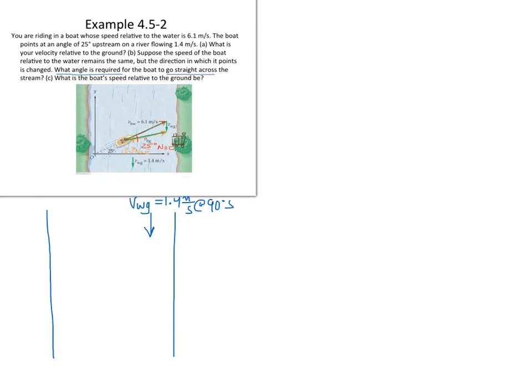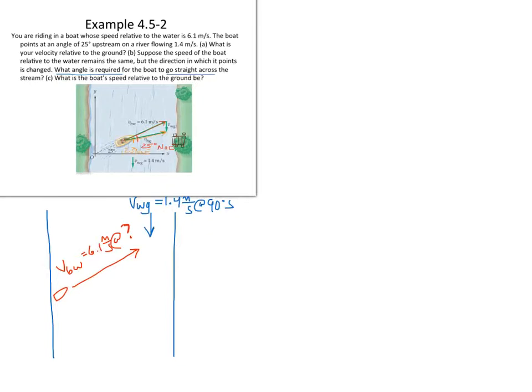Well, here's our boat. I'll make it red again. Our red boat right there, and it's aiming its velocity vector, the velocity of the boat to the water, because that's how fast the boat goes. It moves through the water, and that's still going to be 6.1 meters per second, but we don't know the angle. Okay, we don't know the angle.